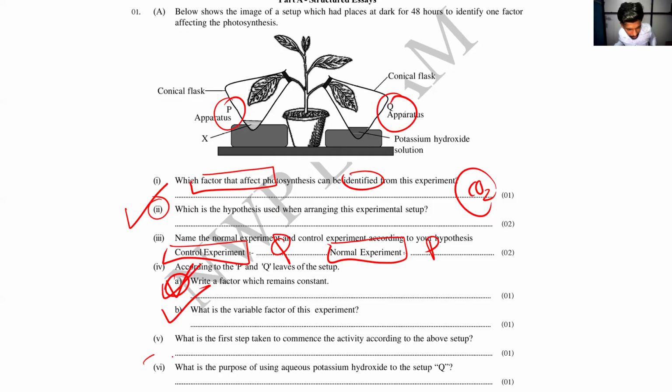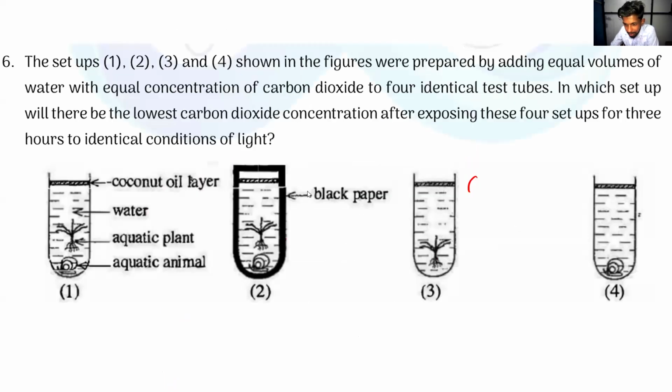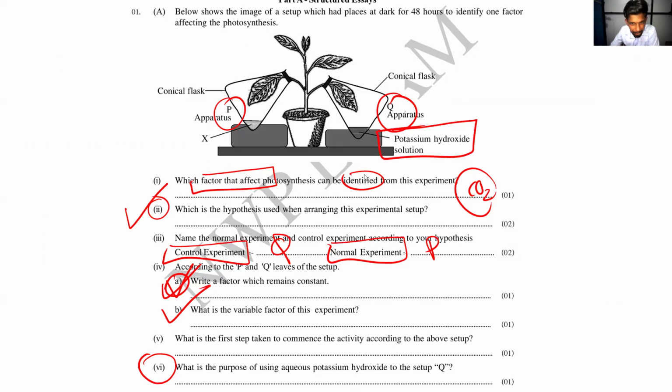And here, question number 6. What is the answer, Bilal? What is the purpose of using the potassium hydroxide here? Why did we attach the potassium hydroxide? Can anyone tell me the answer? To absorb the carbon dioxide, to remove the carbon dioxide. Yes, that is the answer. To remove the carbon dioxide.